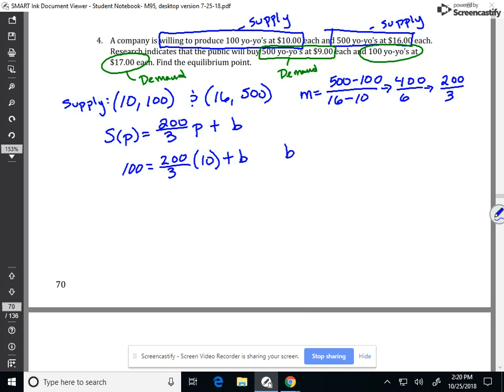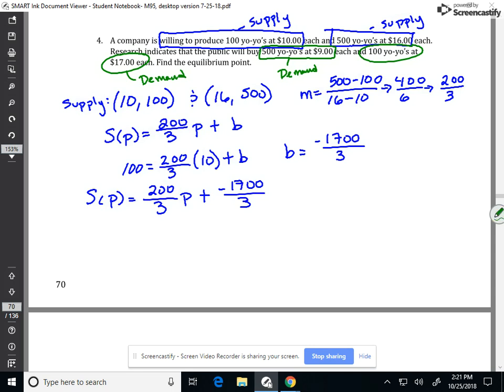If you calculate this out, for the sake of this video I'm going to shorten it down, but 10 times 200 thirds is going to give us 2,000 thirds, and subtracting that from 100 gives us negative 1,700 thirds. So that means my supply function is 200 thirds P plus negative 1,700 thirds. Not the nicest thing, kind of ugly, but that's it.